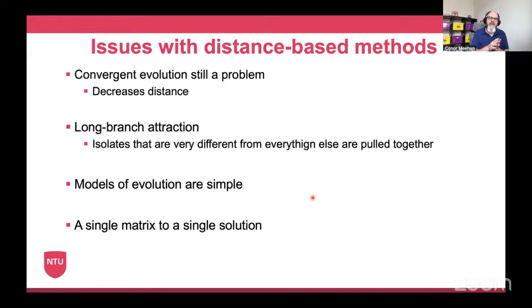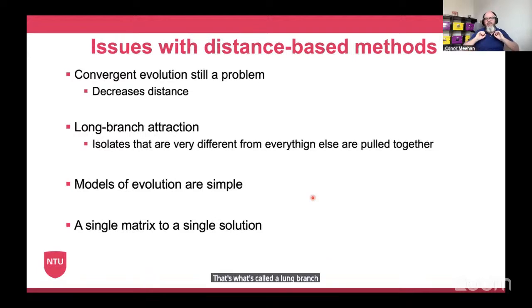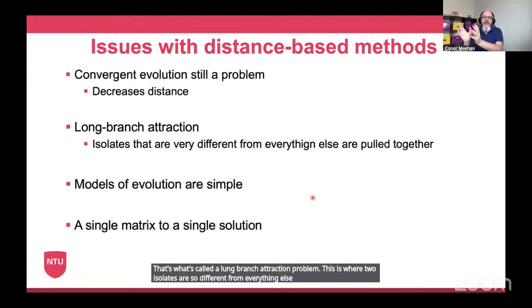The issues with distance-based metrics, then we still have a convergent evolution problem, just like we saw in parsimony. It decreases the distance artificially because it thinks that drug-resistant patterns are coming together and such. That's what's called a long branch attraction problem. This is where two isolates are so different from everything else in your sample that they'll sit together in the tree, but they're not actually related to each other. They're just not related to everything else. So that's kind of a very quick description of long branch attraction.